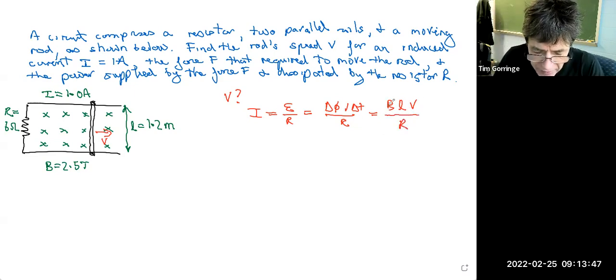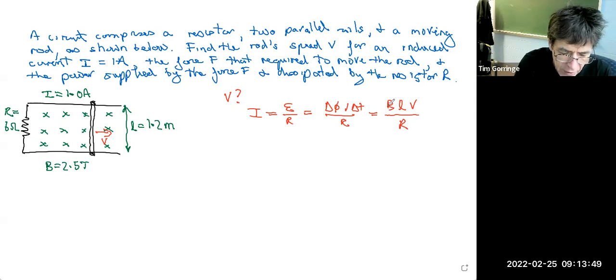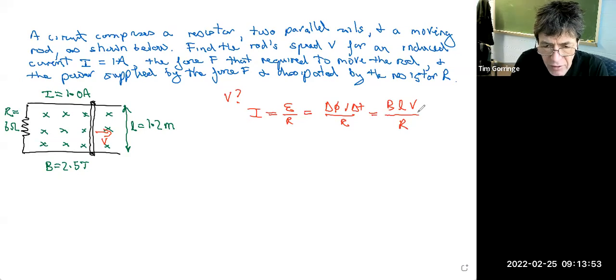This equation makes sense if you think about it. It says that the faster the rod moves, the greater the rate of change of flux. It says that the longer the rod, then the greater the rate of change of flux. And it says the greater the field, the greater the rate of change of flux. All those things make physical sense.